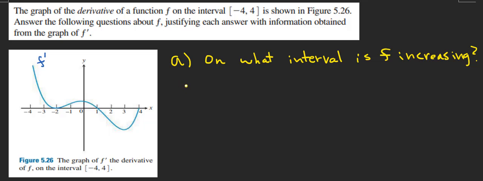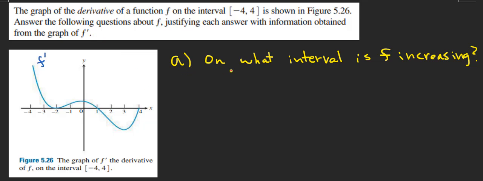In this video, we're going to continue to talk about connecting f prime and f double prime with the graph of f. It says that the graph of the derivative of function f, which means f prime, on the interval -4 to 4 is shown in figure 5.2.6, which is this right here. And we need to answer the following questions about f. Notice it says about f. Justifying means we have to explain how we got the answer, each answer with information obtained from the graph of f prime.